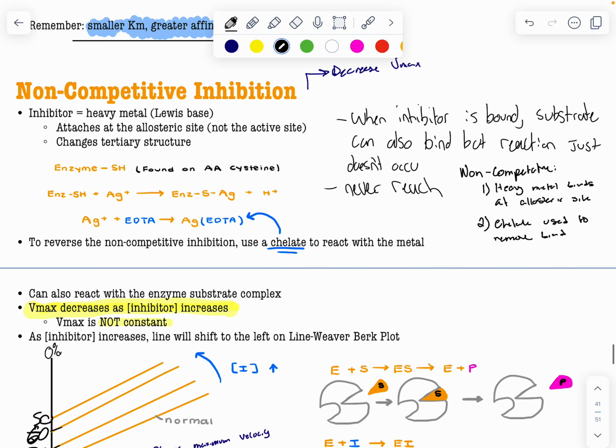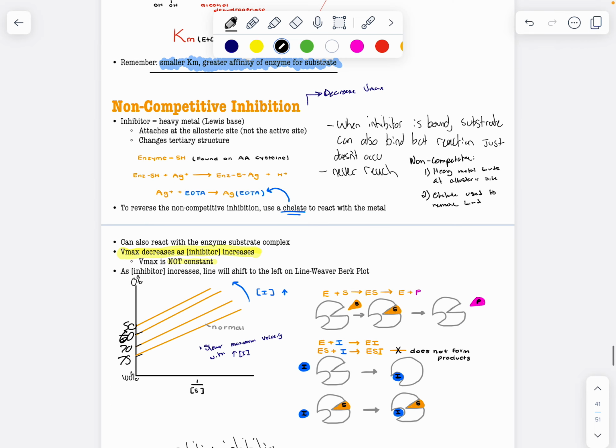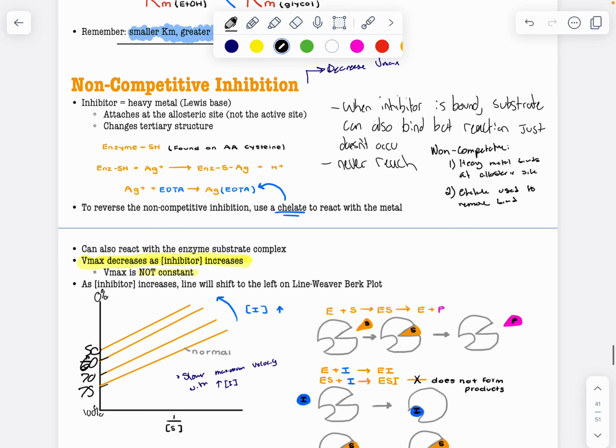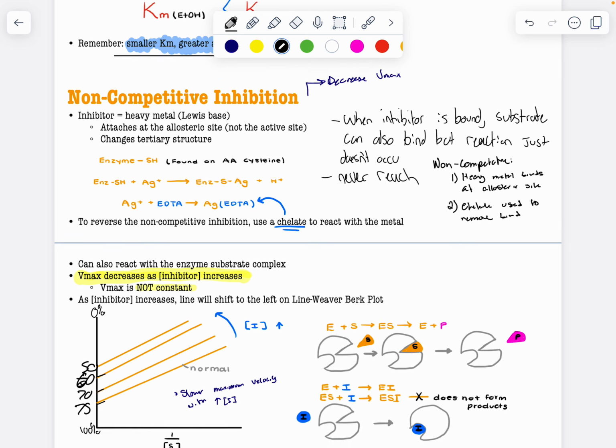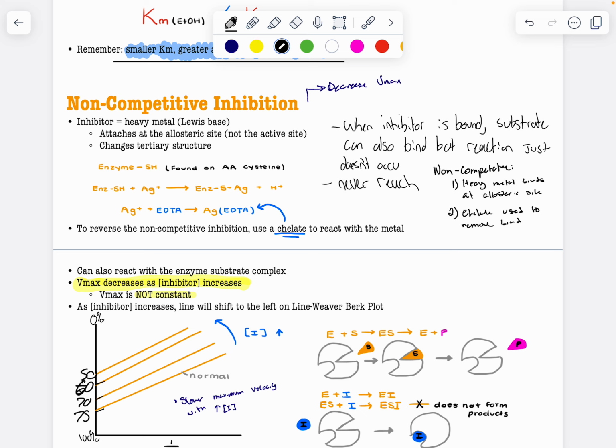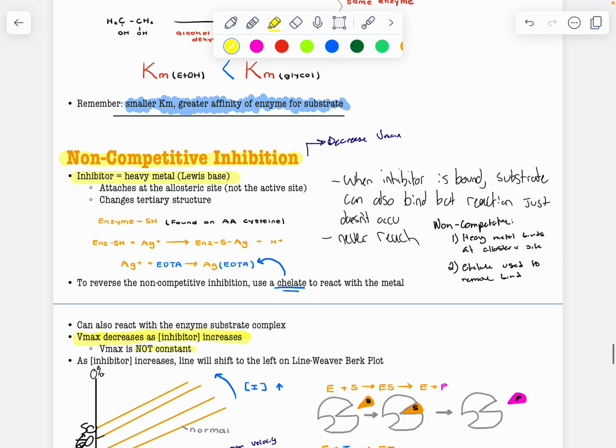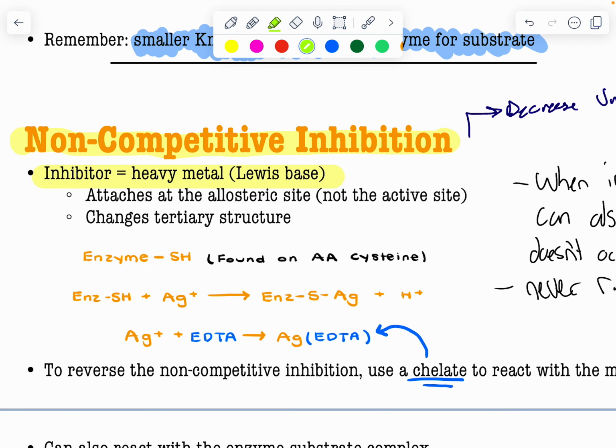Moving on, non-competitive inhibition. Non-competitive inhibition is basically saying we are going to shut down this enzyme, but we don't need to clog up the site. We can shut it down from somewhere else on the enzyme, and there's a secondary site. The biggest thing I want you guys to know for non-competitive inhibition: our inhibitor is going to be a heavy metal or a Lewis base. Secondly, it binds to the allosteric site, which is not the active site.